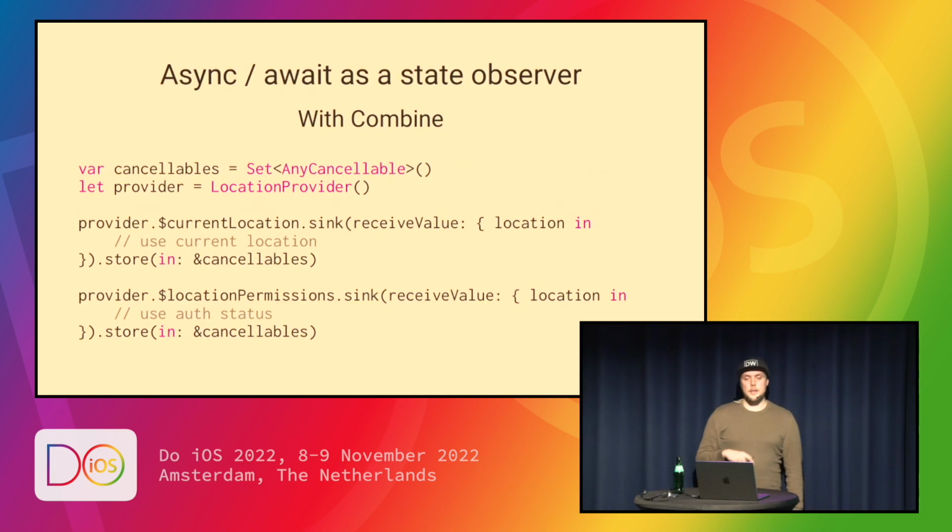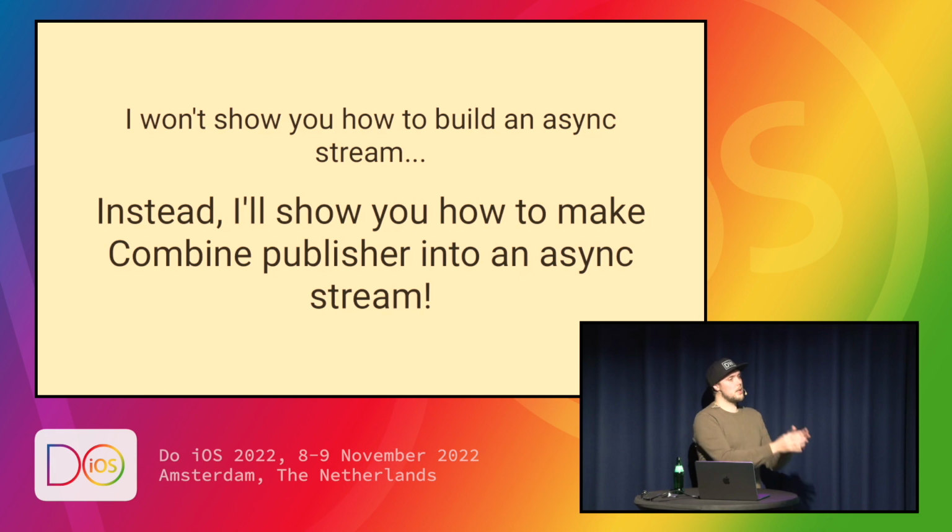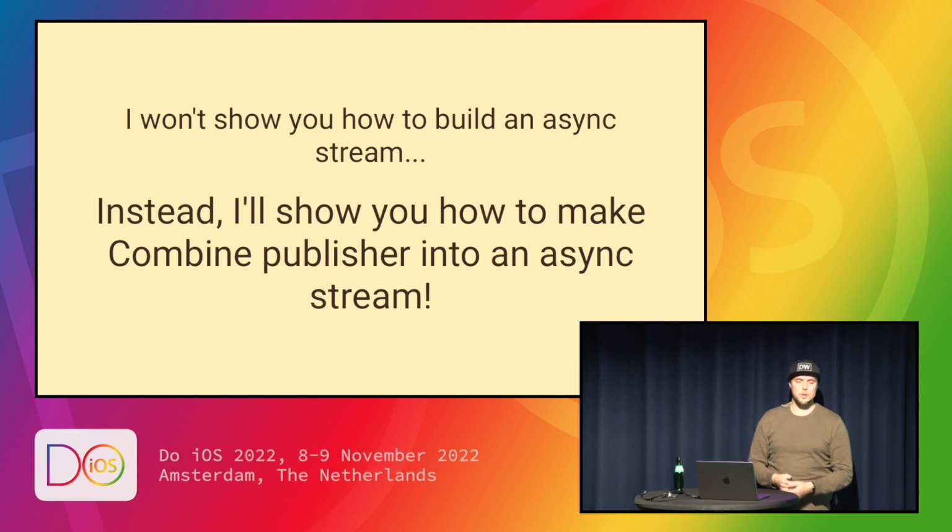But now let's talk about async await as a state observer. Right, I showed you this code in combine. We have our current location, we subscribe to it, and we receive values. That works fine. Now, we could use async streams and sequences. I'm not going to show you how to build them. And the reason I won't show you how to build these is because there's actually a really nice way to take something that you've written in combine and turn it into an async stream, which is fantastic for people like me who just want to show you how something is done from the call side rather than the details of the inside.